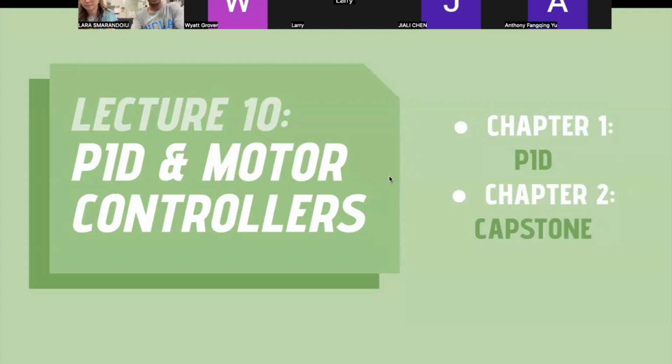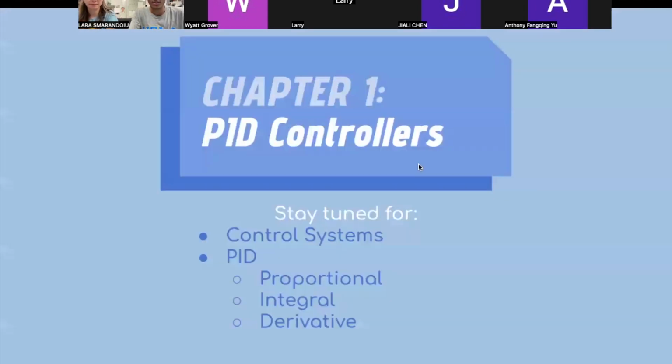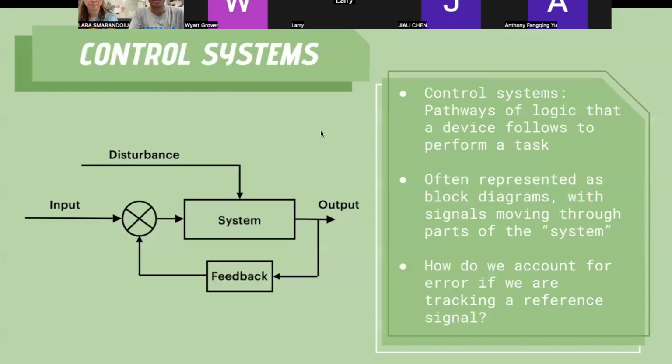Yeah, so once again, first part of this lecture is PID. Then the second part, we're going to be going over the most important parts of the capstone. So for the control system, that's basically, again, just an organized pathway that you can make a system follow. In this case, your Arduino code is what represents that actual system.